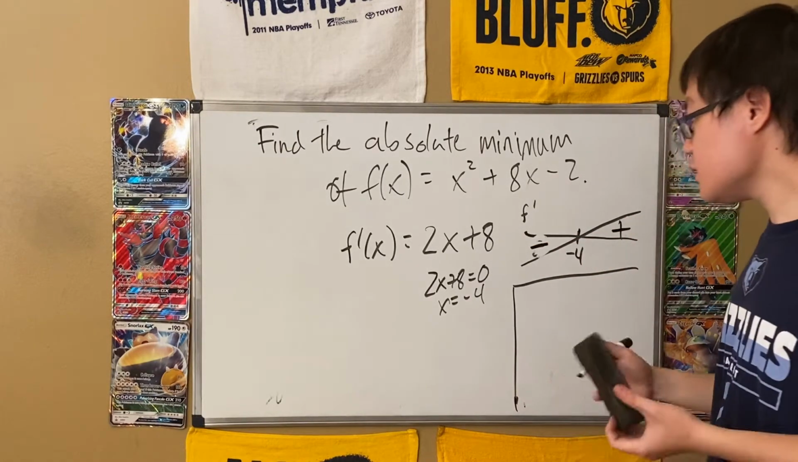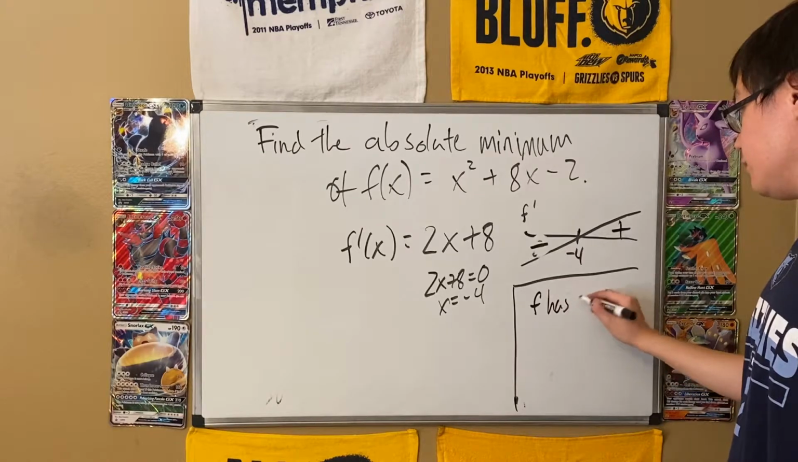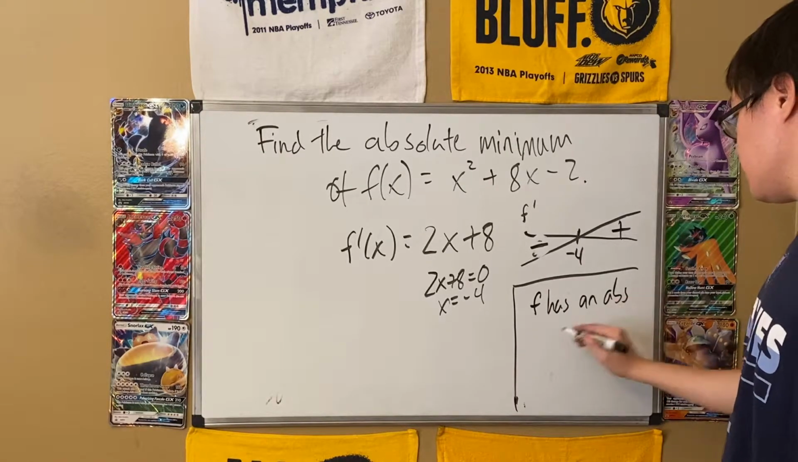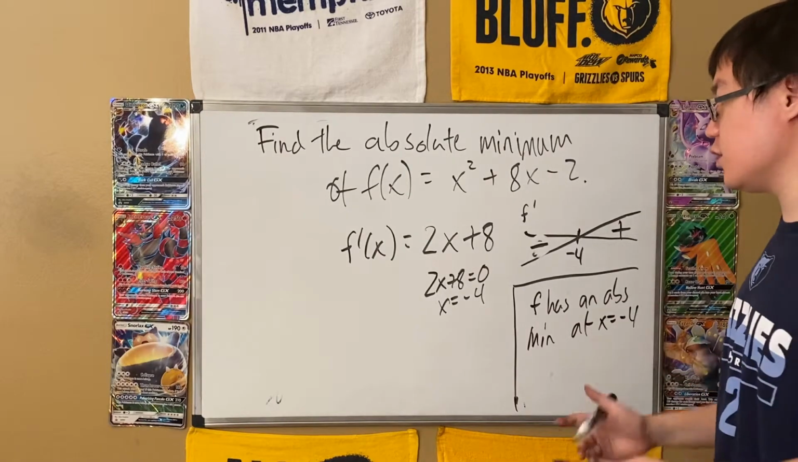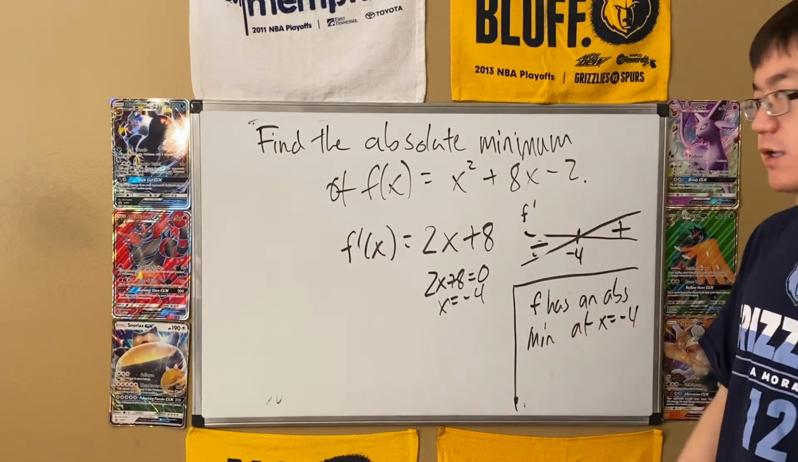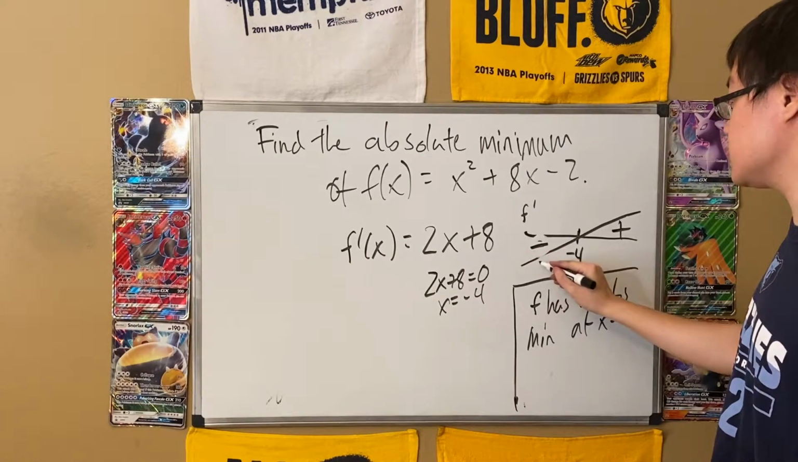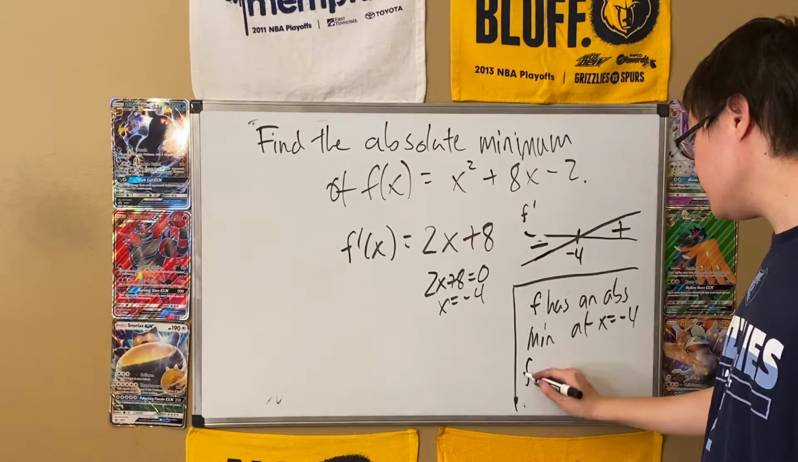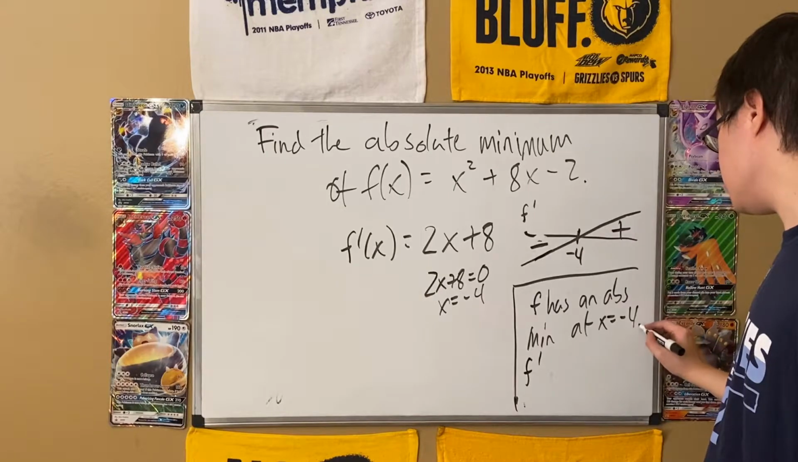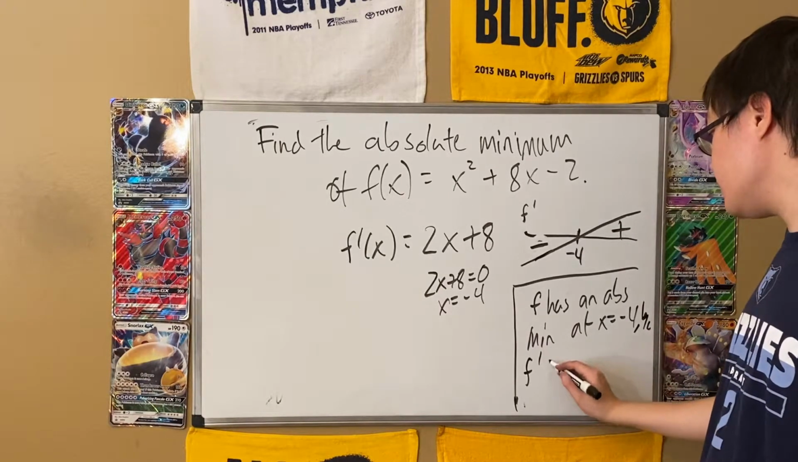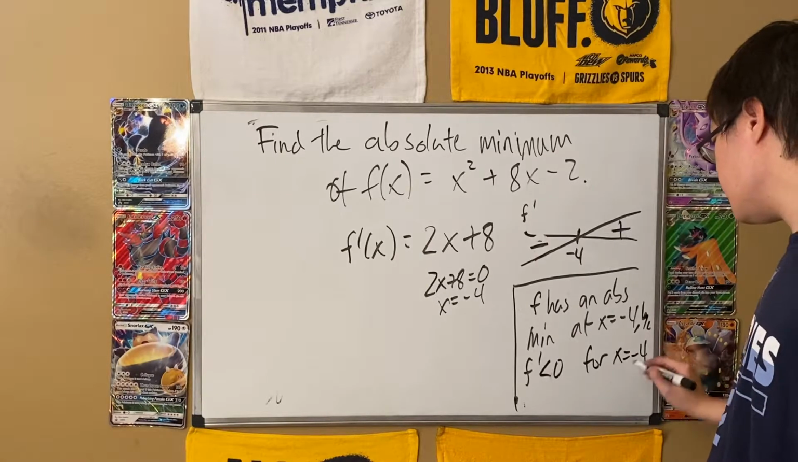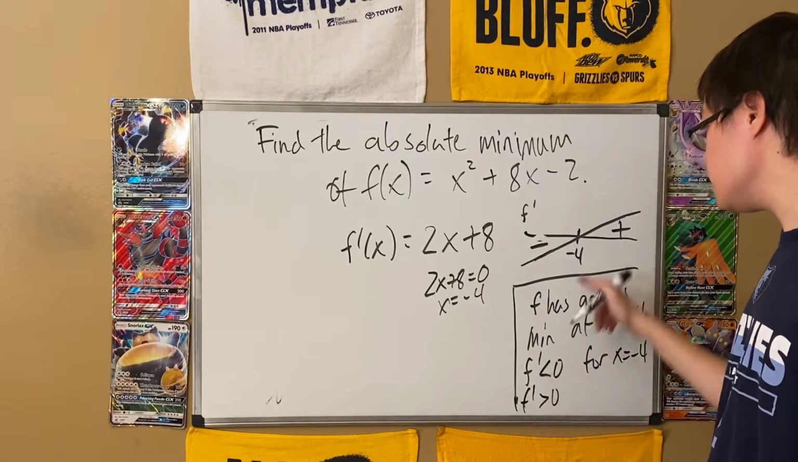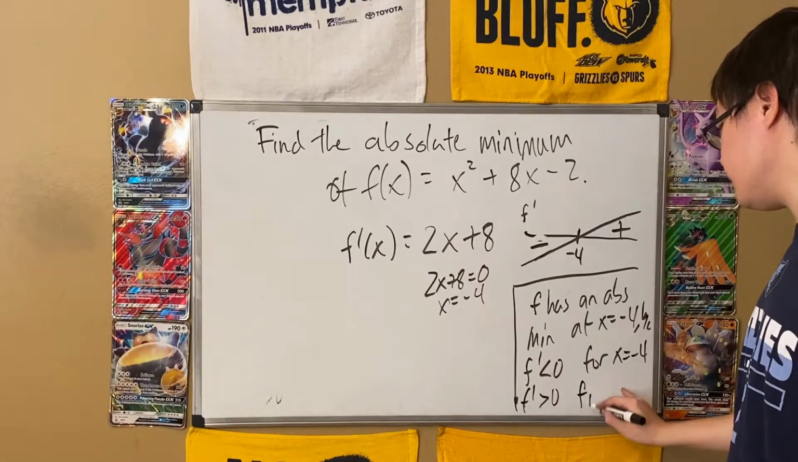So again, F has an abs min at x is equal to -4, and it's because it goes from negative to positive, and that's all it does. F prime is negative for x smaller than -4, and F prime is positive for x bigger than -4.